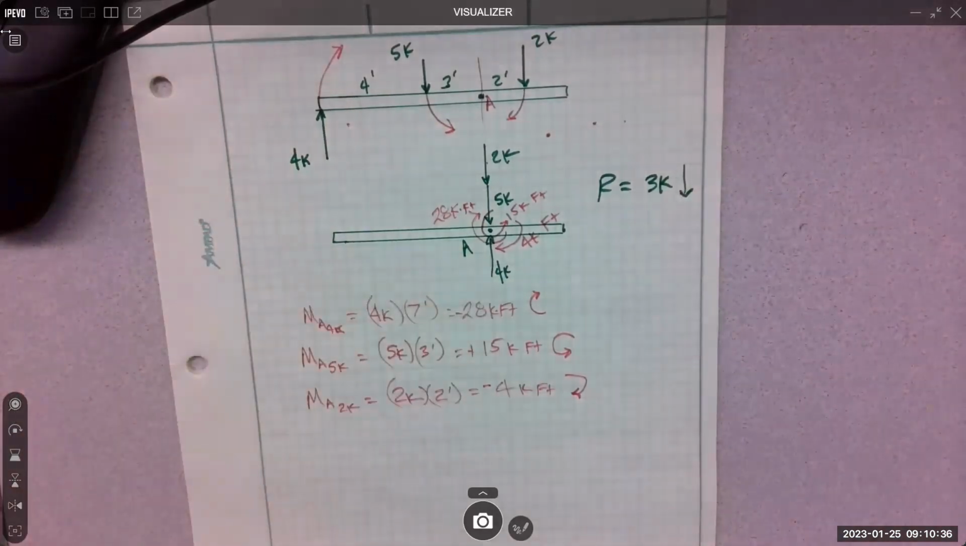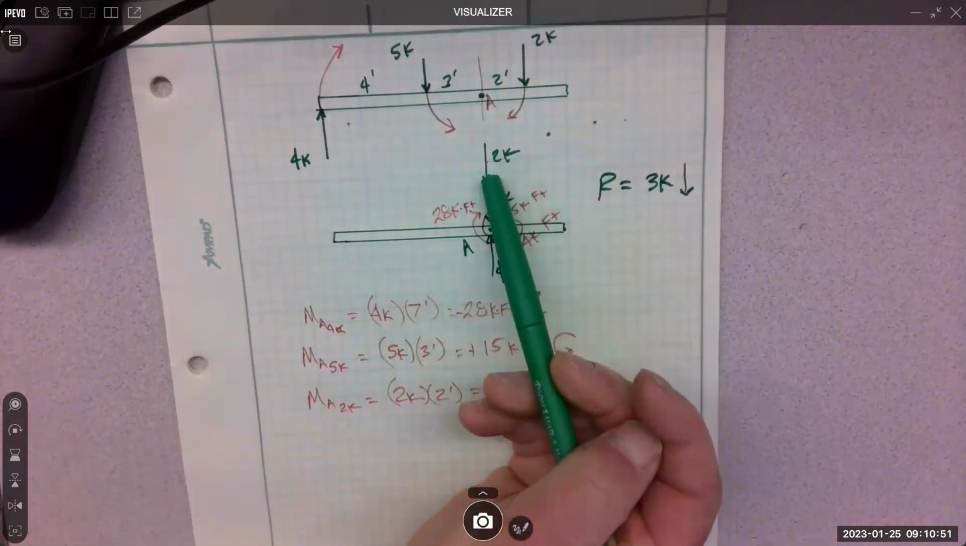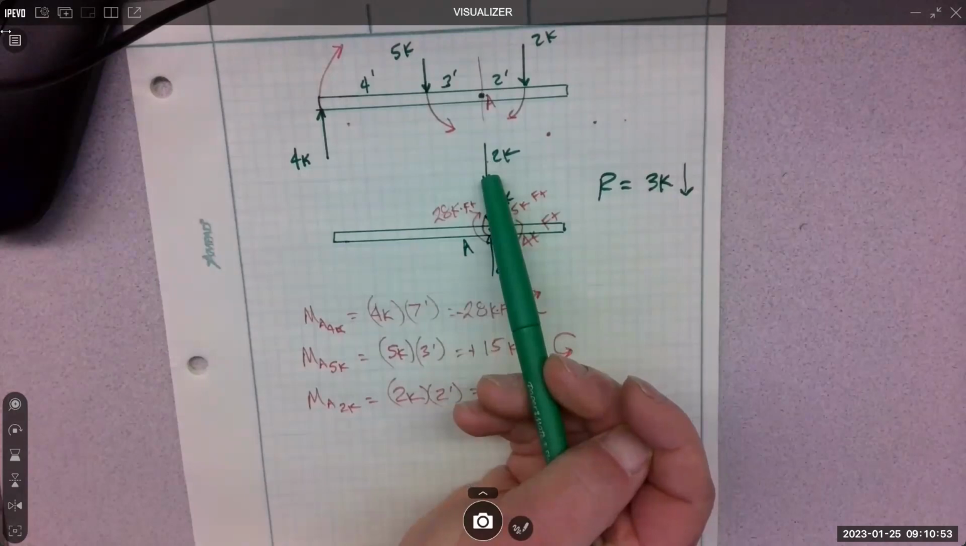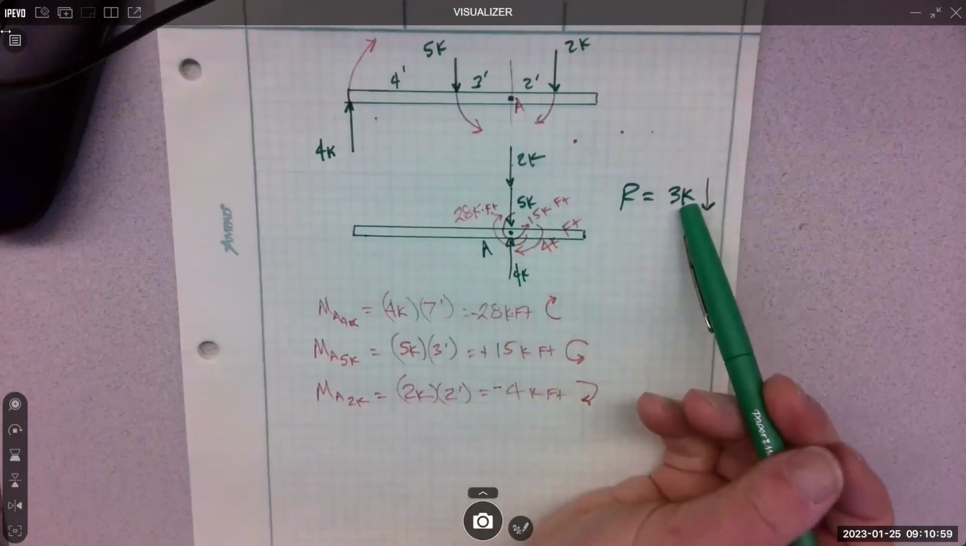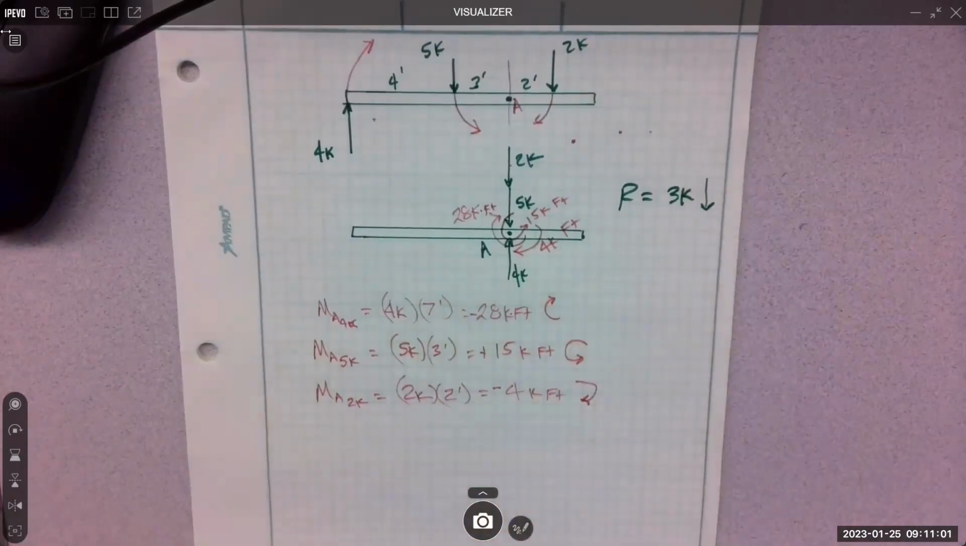No, you just added small numbers of 2, 5, and 4. No, not the small numbers. What are those called? They're forces. We added the vertical forces, 2K, 5K, 4K, and we got 3K down. We're not done. One step at a time.